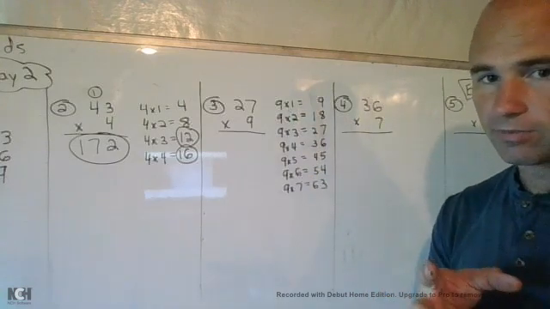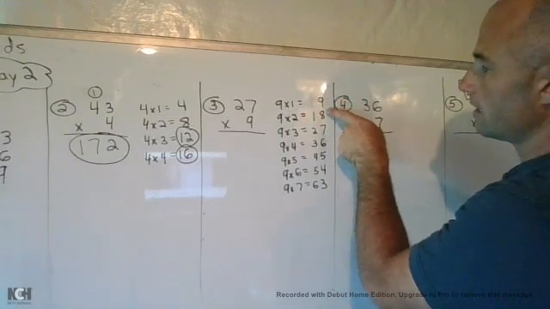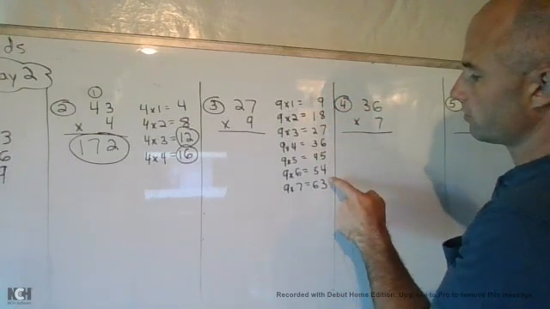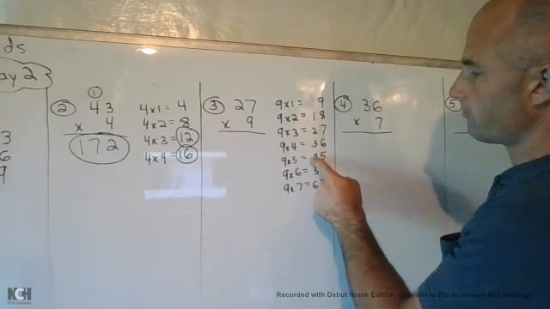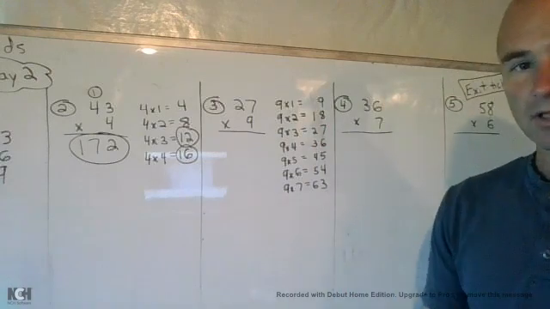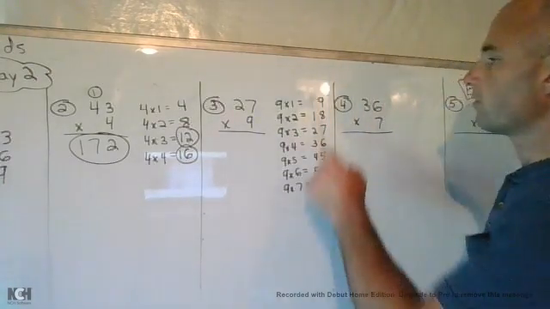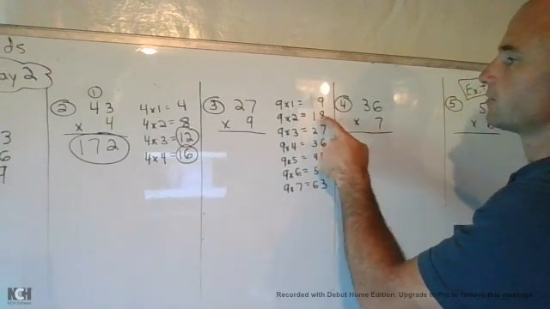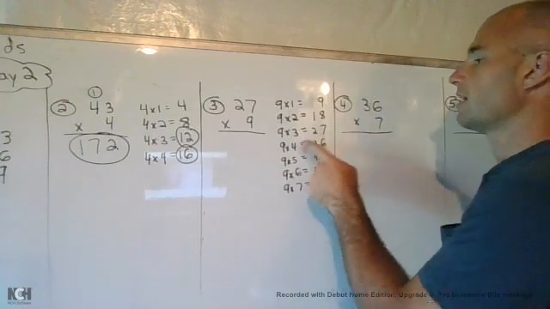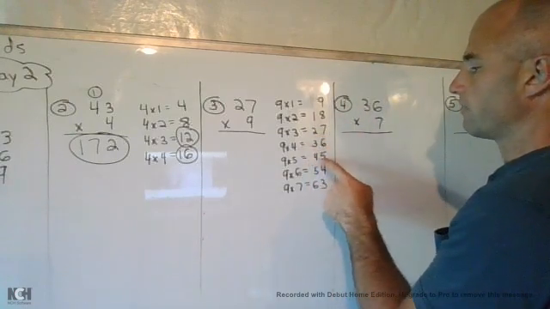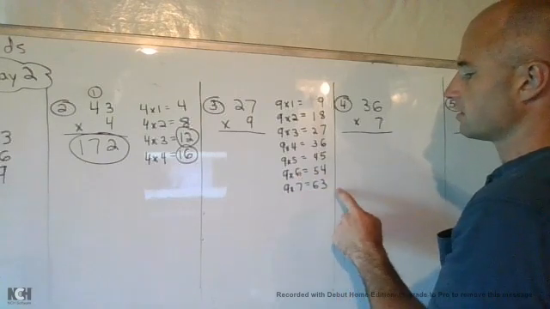And you might have heard this trick before, but if you look at the ones place, 9, 8, 7, 6, 5, 4, 3, okay? If you look at the tens place, 6, 5, 4, 3, 2, 1. There's a bit of a pattern there, isn't there? So 9 times 1 is 9, 9 times 2 is 18, 9 times 3 is 27, 9 times 4 is 36, 9 times 5 is 45, 9 times 6 is 54, 9 times 7 is 63.